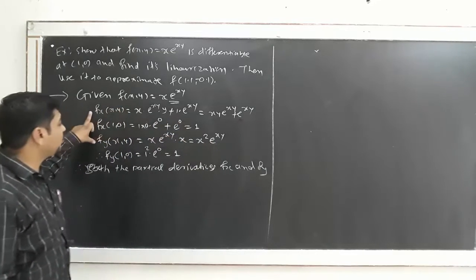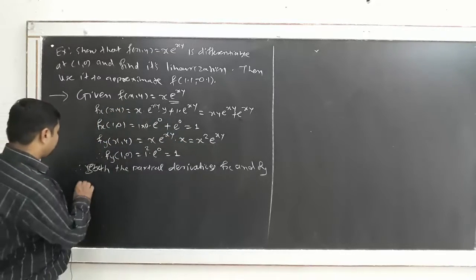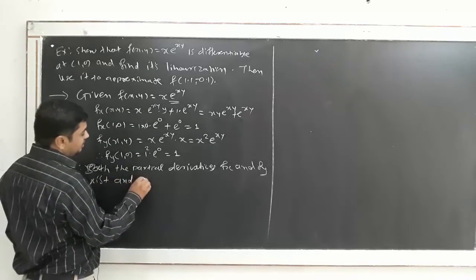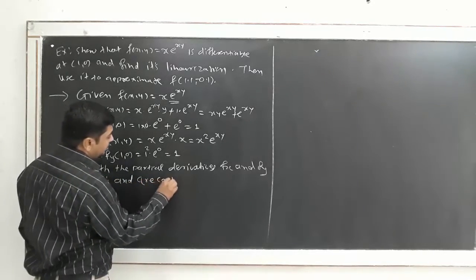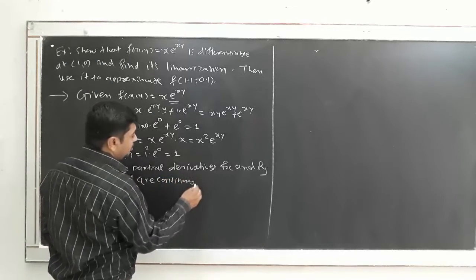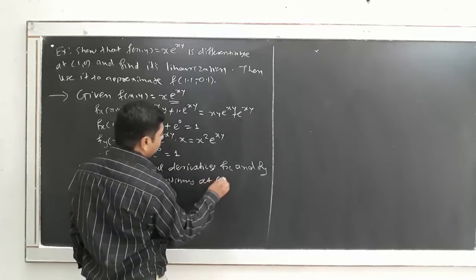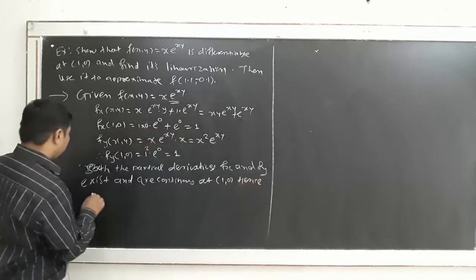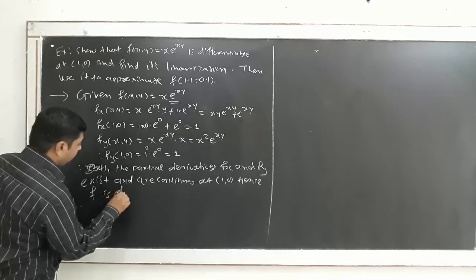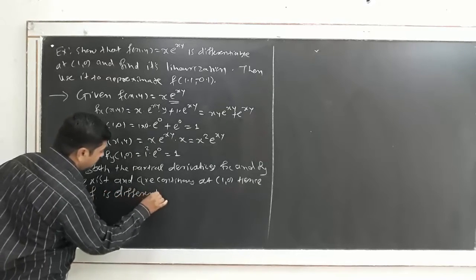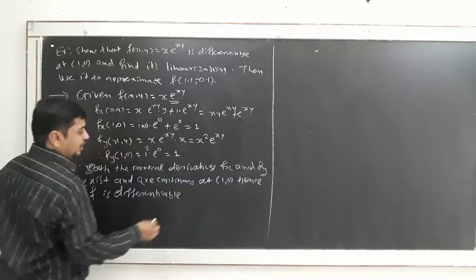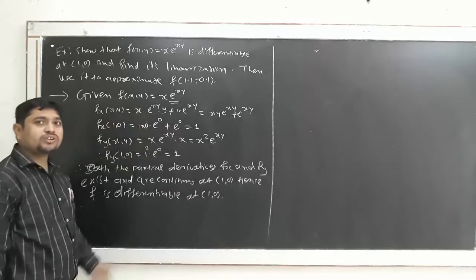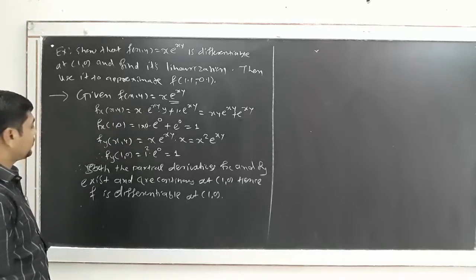Therefore, what we can say? That both the partial derivatives exist and are continuous at 1, 0. Hence, what we can say? That f is differentiable at 1, 0. That is, we used just the sufficient condition for differentiability.